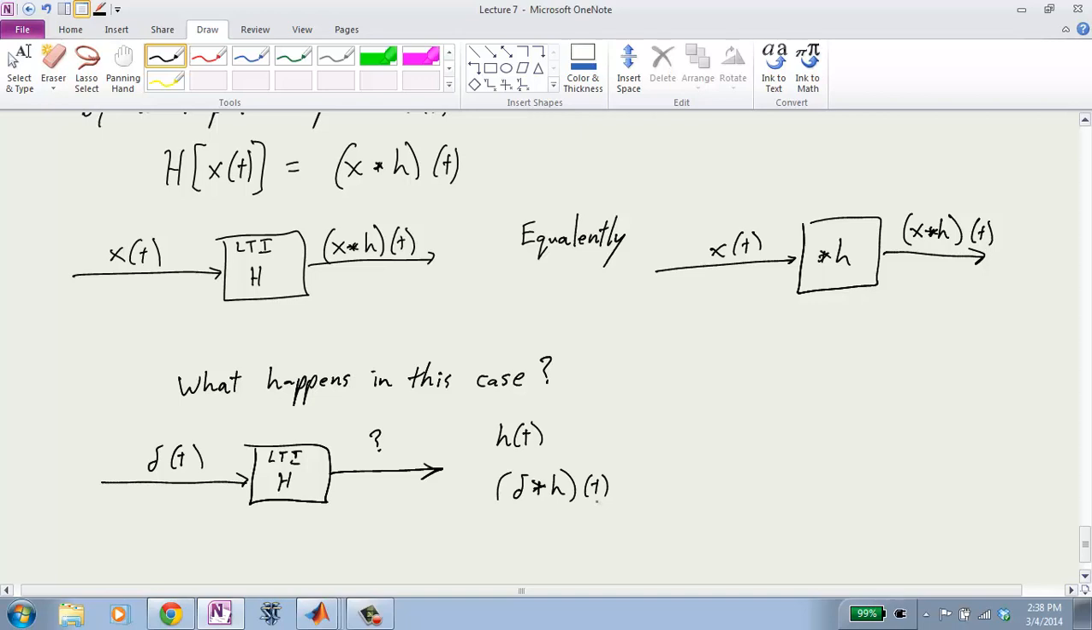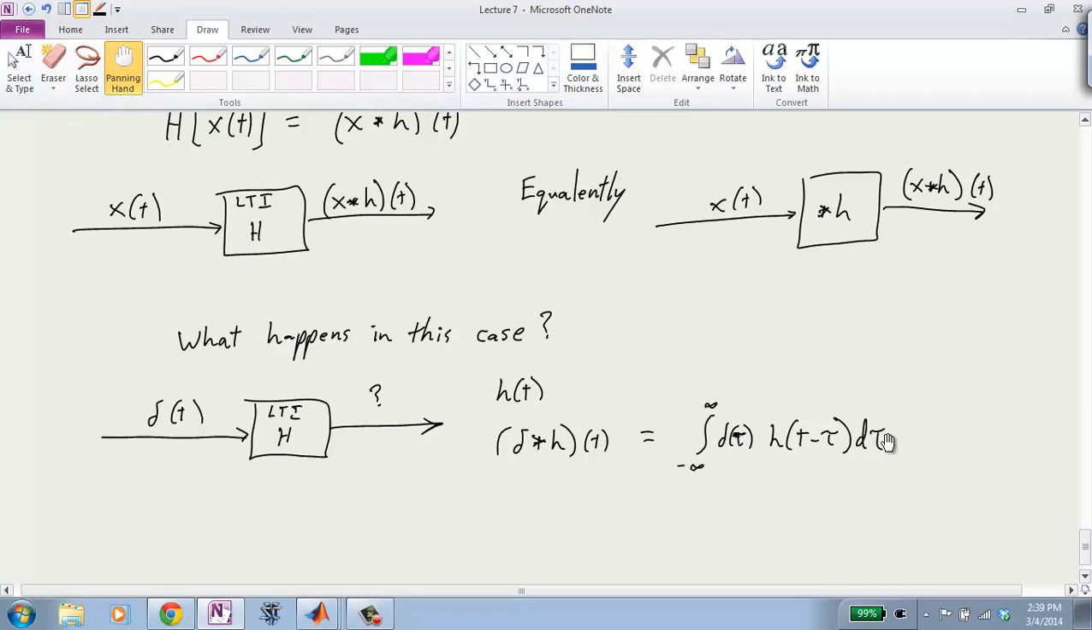So by the above statement, delta convolved with h should come out, right? Let's do that calculation. That's going to equal the integral from negative infinity to infinity of delta of tau, h of t minus tau, d tau. Now remember, we always have to pay attention to which variable we're integrating with respect to. We're integrating with respect to tau. So this is a delta function, so we should get this thing evaluated at tau equals 0. So that's going to be equal to h of t. We just put a 0 in for tau. That makes sense to everyone?